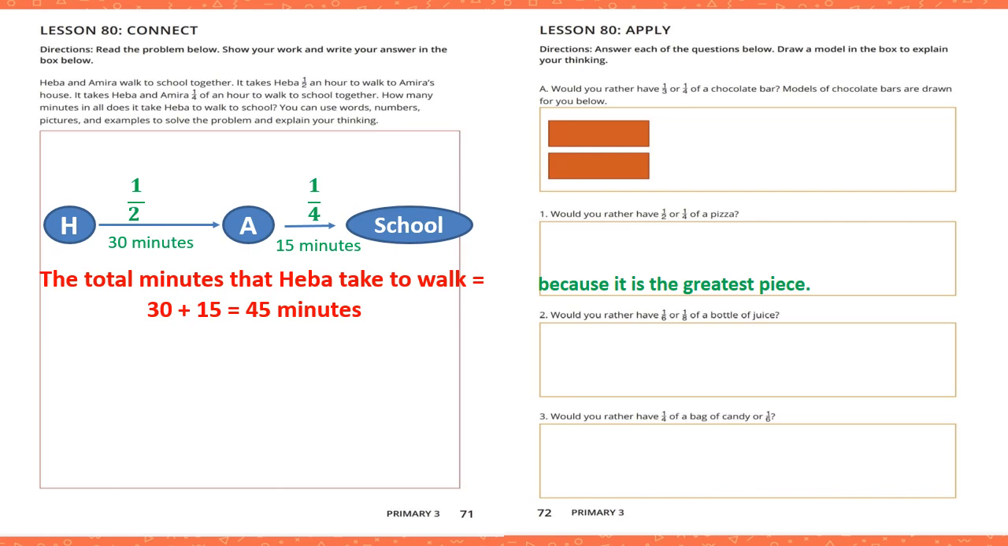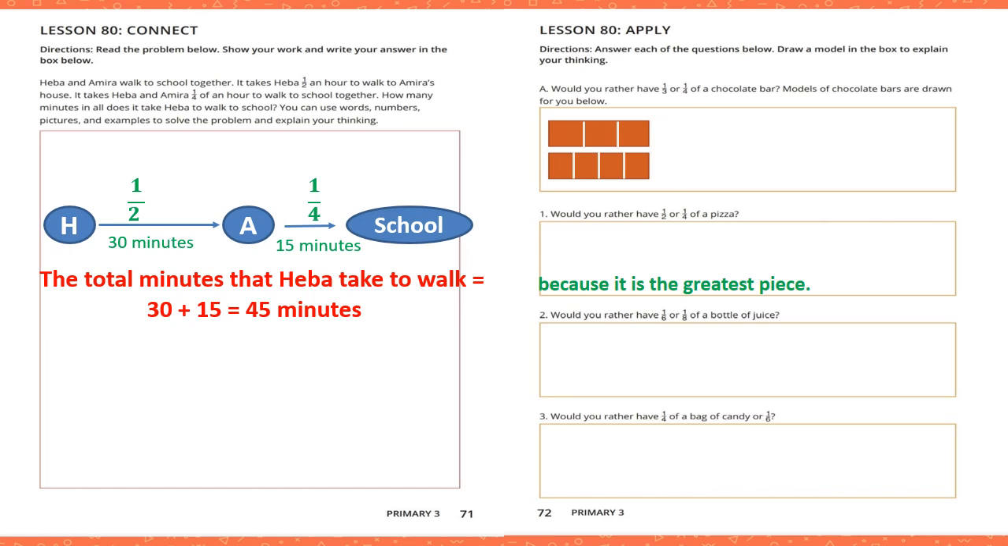The apply part. Letter A: would you rather have a third or a fourth of a chocolate bar? We have here 2 chocolate bars. The first bar is divided into 3 equal parts, so each part will be a third. The second bar is divided into 4 equal parts, and each part will be a fourth. Would you rather have a third or a fourth? If you like chocolate, you will eat the bigger amount. The bigger amount means the larger piece. Which is the larger piece, a third or a fourth?